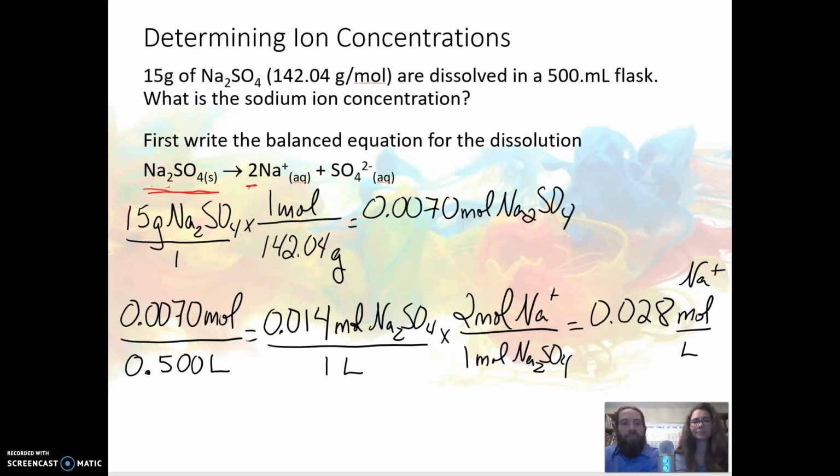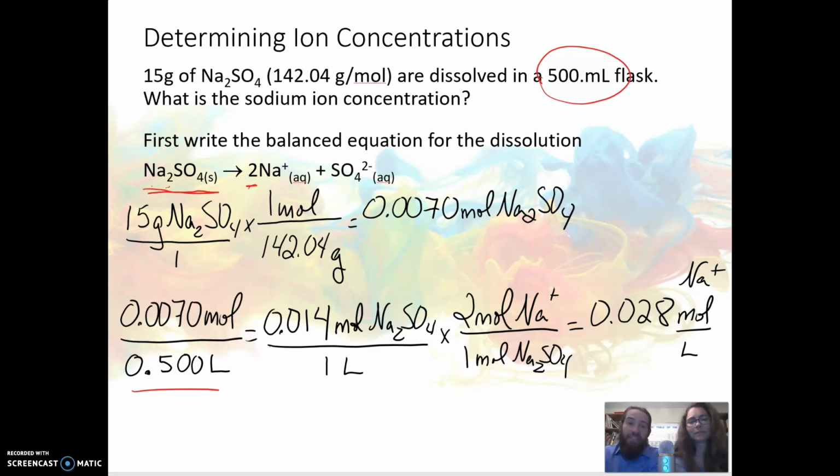So the way I approach this, I'm going to start with my 15 grams and then use the molar mass. It was provided, but we can get that from the periodic table, and I can get the moles of the Na2SO4. Now, to get molarity, I have to divide by the total volume in liters. So we did that. We didn't show how we divided. We didn't set that up, but we did that in our head. So that's 0.500 liters. So we end up with the molarity, or moles per liter, of the sodium sulfate, and then we can use this.